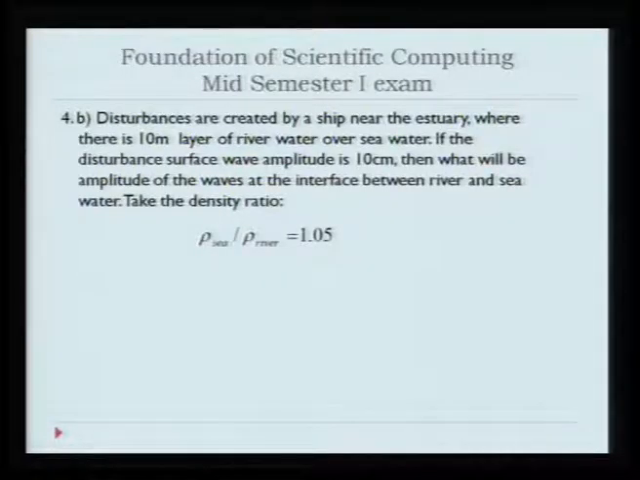In part B of question number 4, we are talking about a ship which is approaching near the estuary. Of course the ship is creating some disturbances, and because we are close to the estuary, here we have two layers of water, the river water over the sea water. Now if the disturbance surface wave amplitude is roughly of the order of 10 centimeter, then what will be the amplitude of the waves at the interface between river and sea water? You can take the density ratio of sea water over river water as 1.05. Okay.